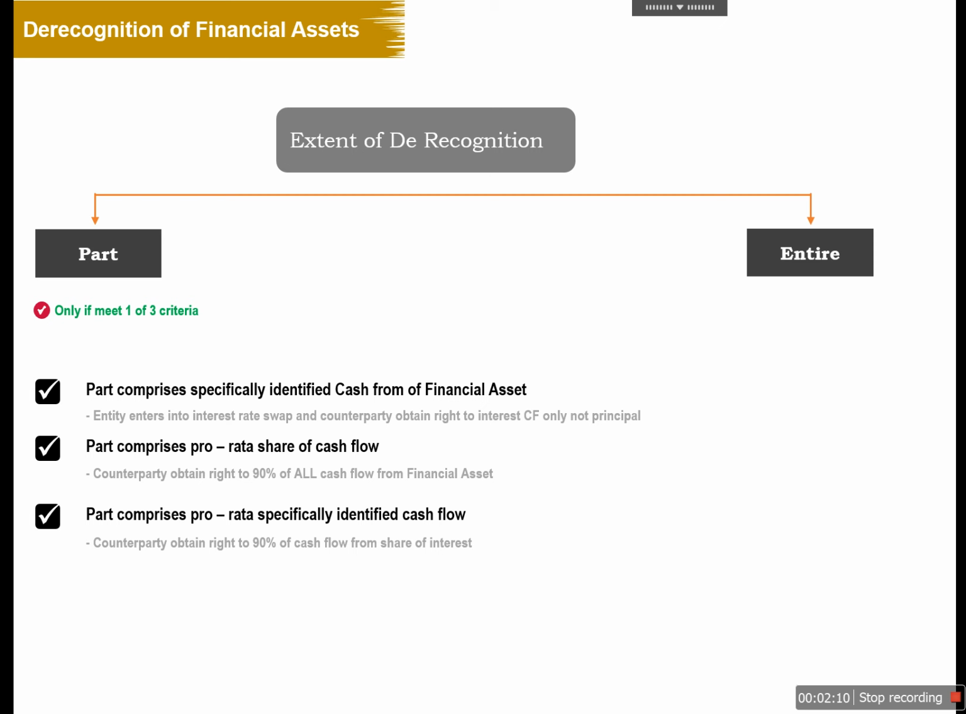So, when we are checking the derecognition criteria and any of the three conditions are satisfied, in that case, derecognition will be applicable on the partial financial assets or group of partial financial assets. In all other cases, it has to be entire derecognition of financial assets or group of financial assets.